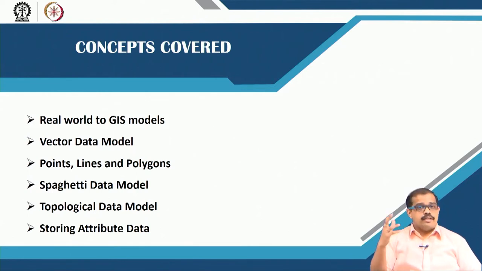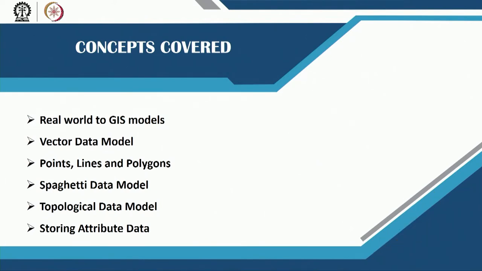And the last part is, how do you store your attribute data? How do you store the entire data that you have and how do you retrieve it? What are the different methods you have to store it, and if there are certain errors that should not always be performed in your database, that also we will look at in this particular class.